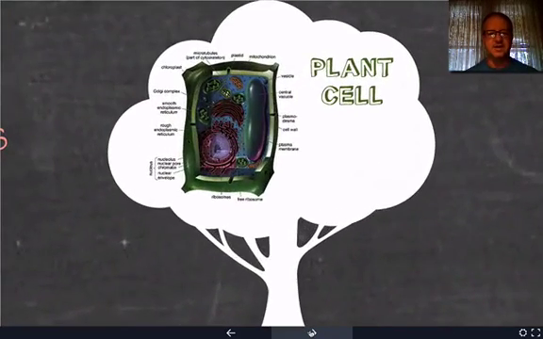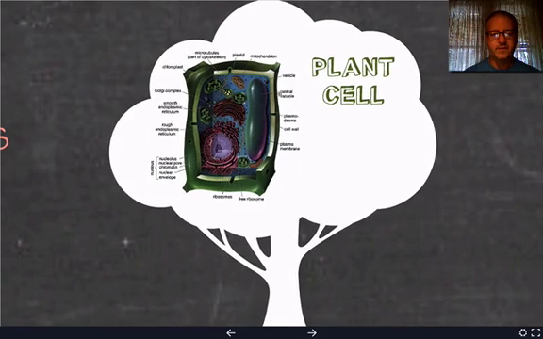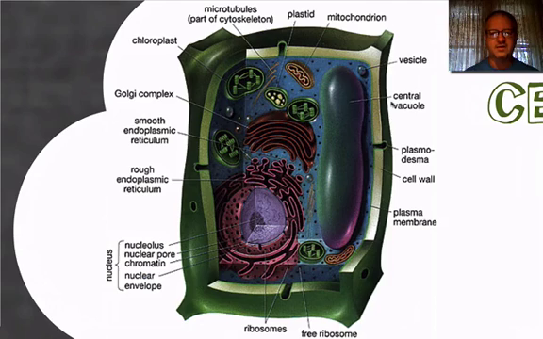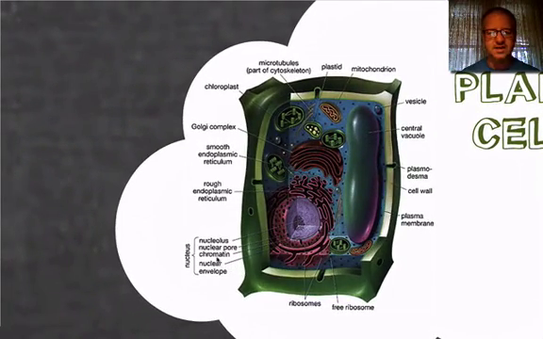So let's start looking at, here's a plant cell. You've probably seen illustrations similar to this. It lists all of the different organelles. We're going to talk about these today, and there's also some other stuff listed on this illustration. We won't get into that today. We're going to focus on the major organelles, things like the chloroplast, the Golgi complex, the smooth endoplasmic reticulum, the rough endoplasmic reticulum, the mitochondria, the vesicles, the plasma membrane, ribosomes, and the nucleus.